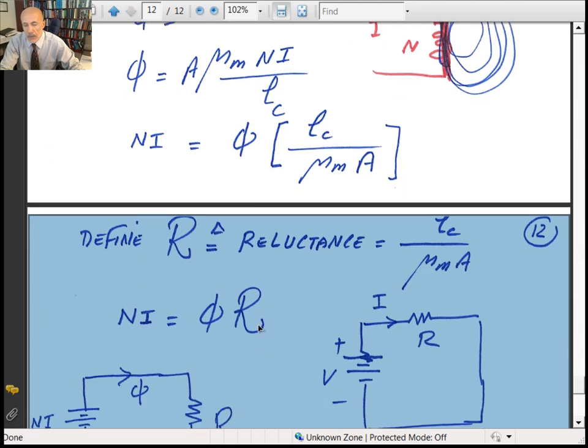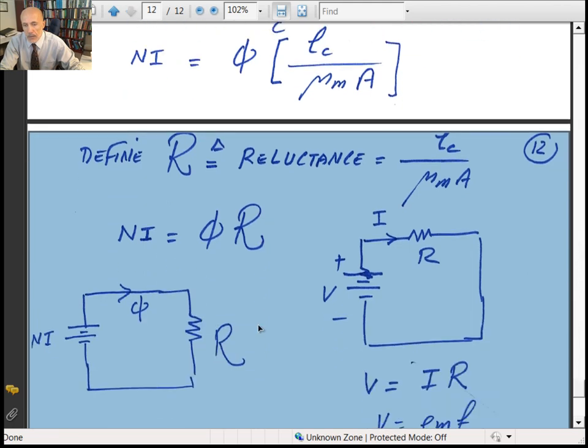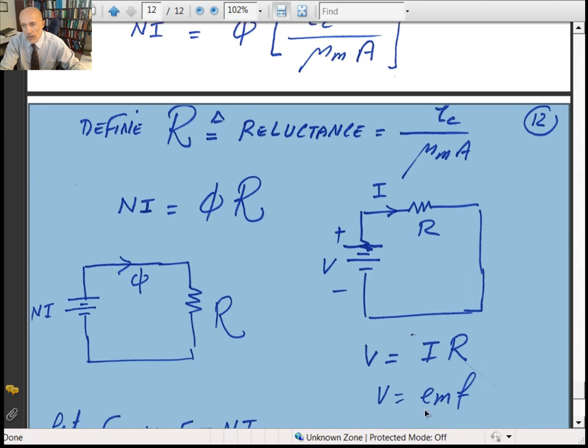Okay. And we can look at an electrical circuit. If you have a voltage V connected up to the resistor, and you have the current I, V is equal to I times R, and V is electromotive force, EMF. This is for an electrical circuit. Now, I can redraw this. I can draw a diagram for this equation right here. I'm going to make that a plus and minus Ni, and it is equal to phi times the reluctance R. This is a magnetic circuit.